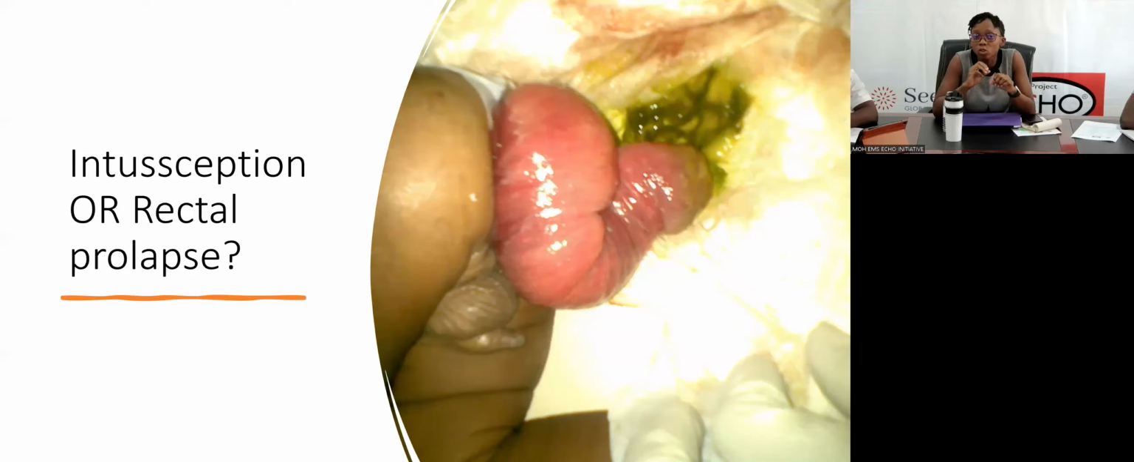This is not a child that you just need to push back or pour sugar on it, let it go down, take the buttocks, the things that you do for rectal prolapse, and send home. This is a child that you're actually going to need to what? To send to theater and also resuscitate.